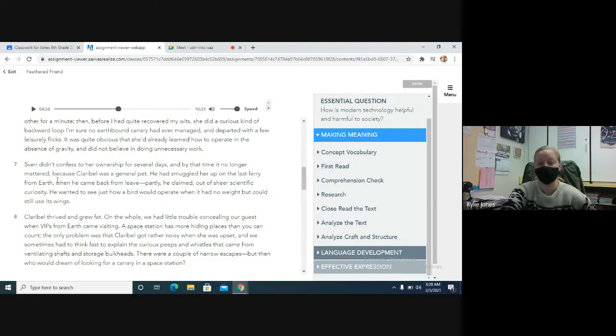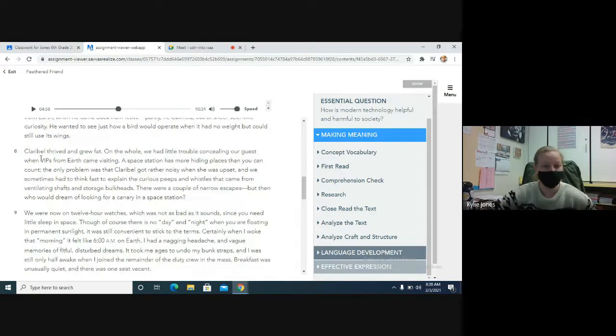Then they started seeing it around. And then what? Any ideas? No. It talks about her kind of becoming like a general pet. Like everybody was just kind of like, oh, she's around. Well, guess we'll take care of her. So she just kind of became part of the spaceship that they're in. Okay? Now we're on paragraph 8.